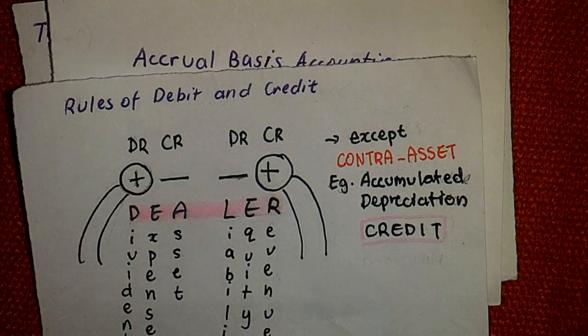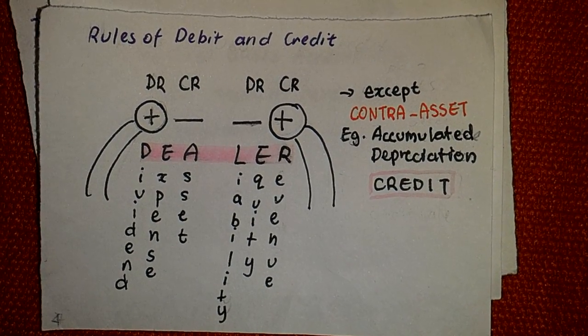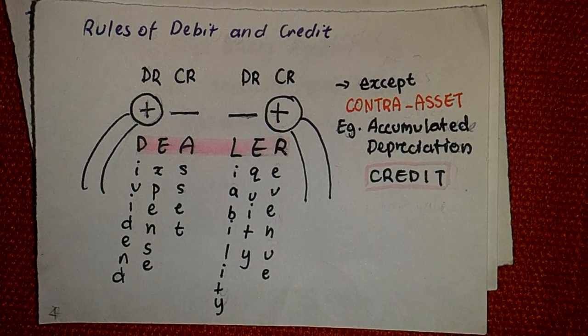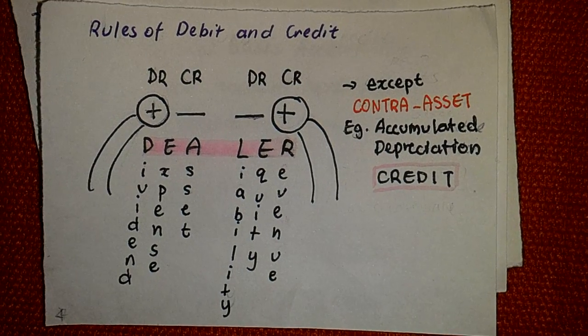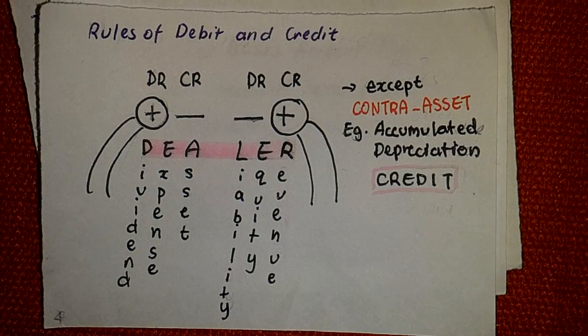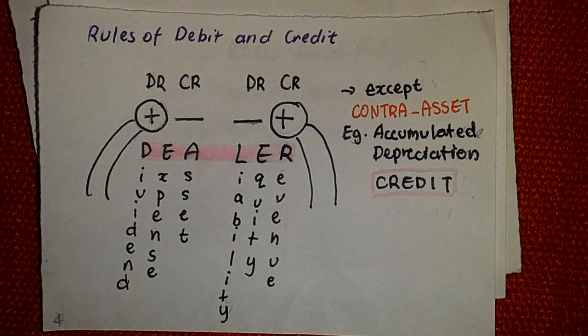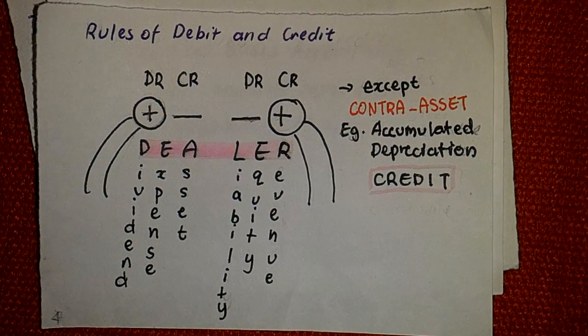Before adjusting entries, I'll talk about the rules of debit and credit. As you can see, I've used the acronym DEALER to help me remember the debit and credit rules. DEA refers to dividends, expense, and assets. As the value increases, it is debited, and as the value decreases, it's credited.